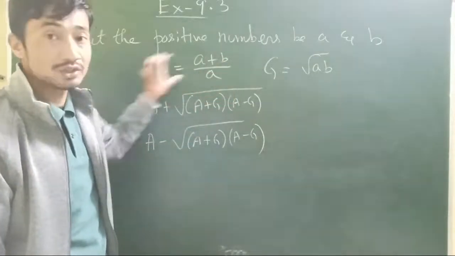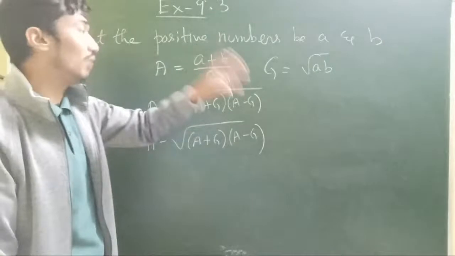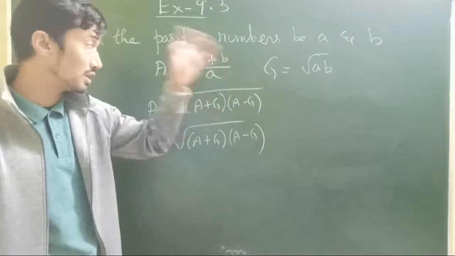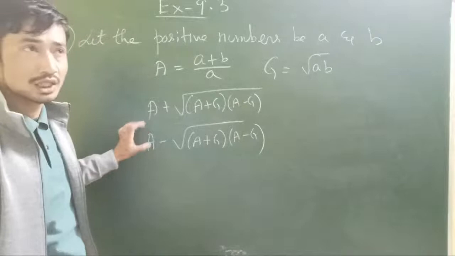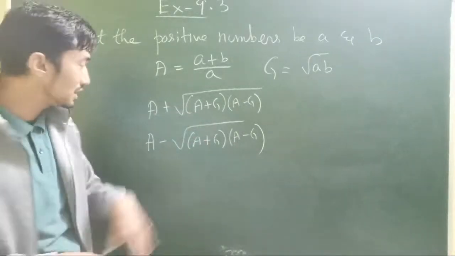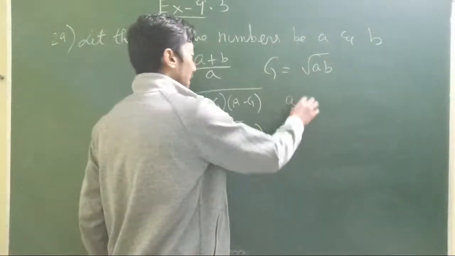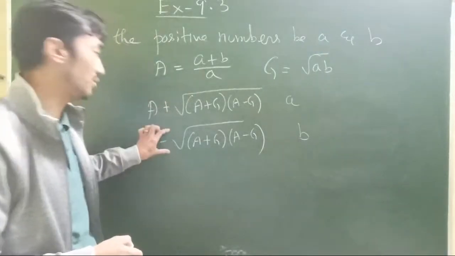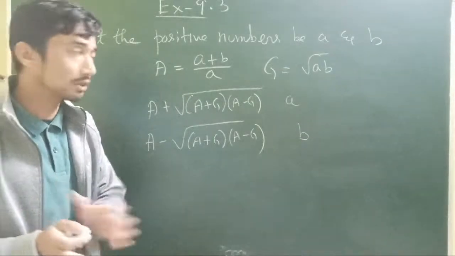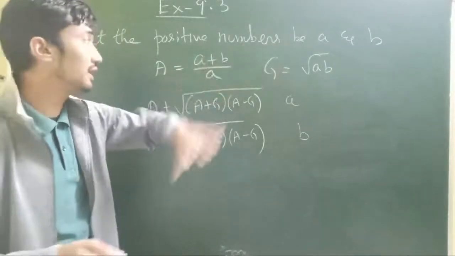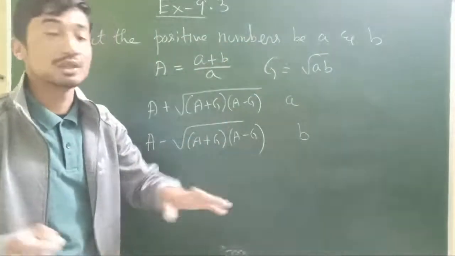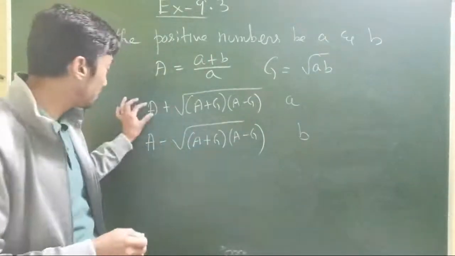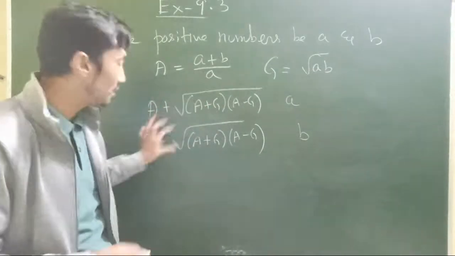And capital A and G represent the arithmetic mean and geometric mean. What they are telling you is that whatever numbers you choose, you are supposed to see that those numbers are actually these two values in a hidden form. If you solve this, you will get a, and if you solve the other, you might get b. Because they haven't given us the numbers, we are assuming them to be a and b. Capital A and G represent the arithmetic mean and geometric mean, and this is an equation.